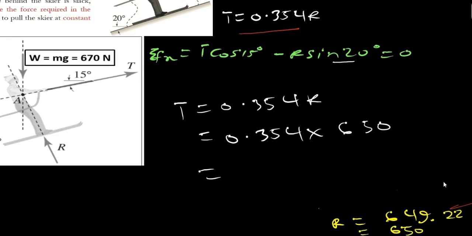That actually gives me T to be equal to 230.1 newton. This is the force that is required in a tow rope to keep the scale out at a constant velocity. So this is what we were asked to solve.